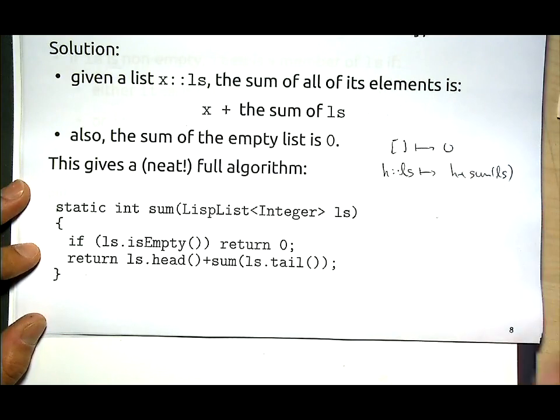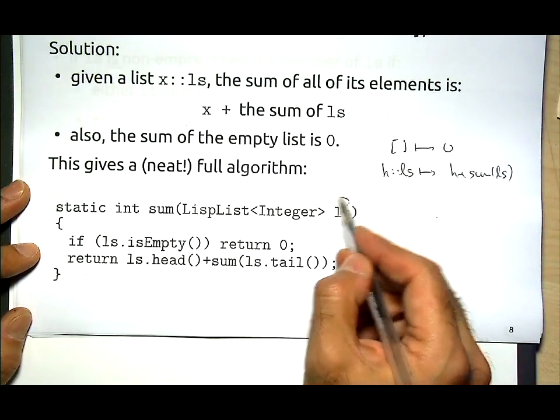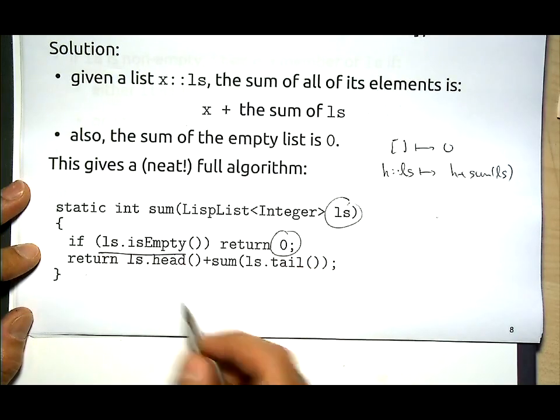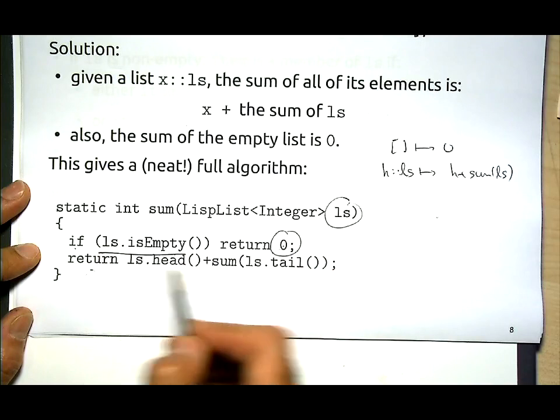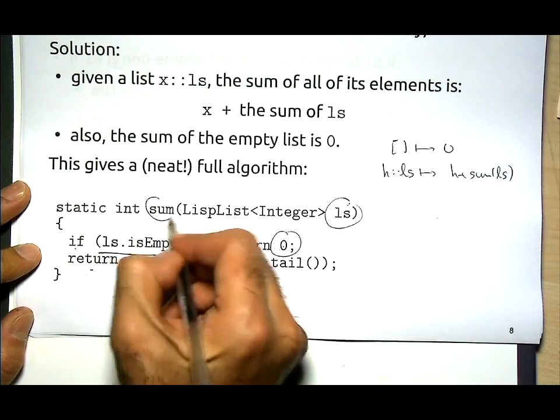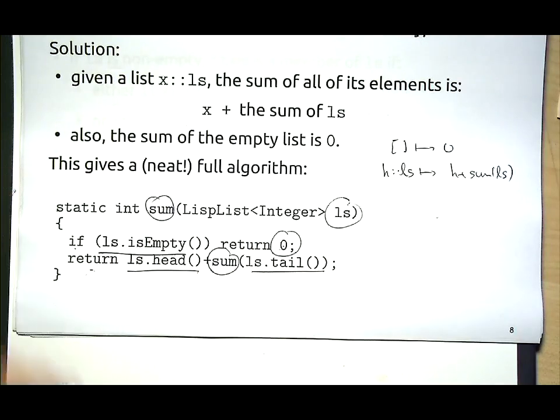So how does this translate into implementation? Well, we say, okay, you're given a list ls. If ls is empty, return 0. Else, so if this is not the case, you go here and you just return the head plus the sum. Remember, this is the same method applied on the tail.